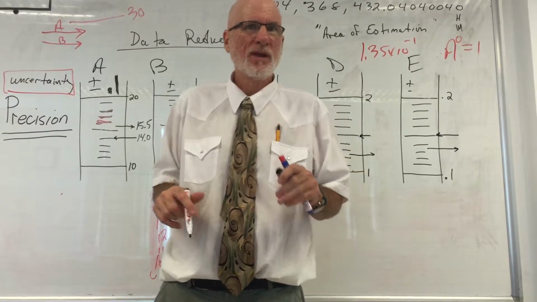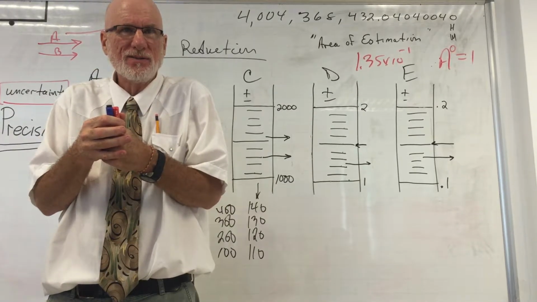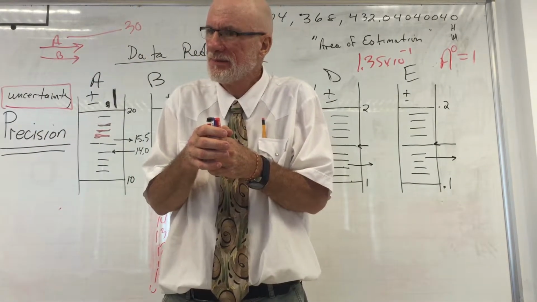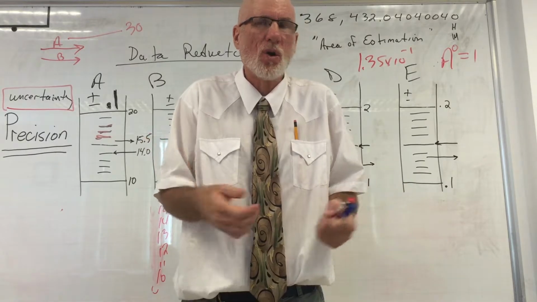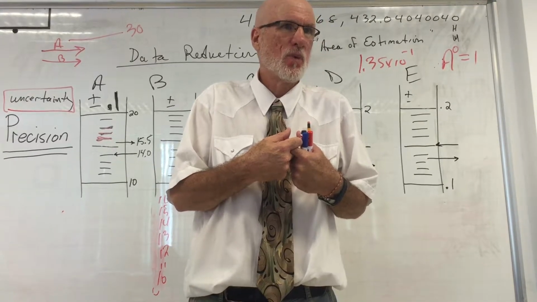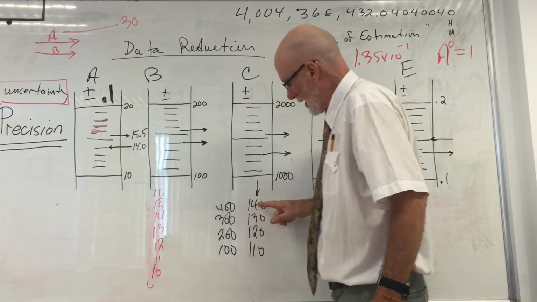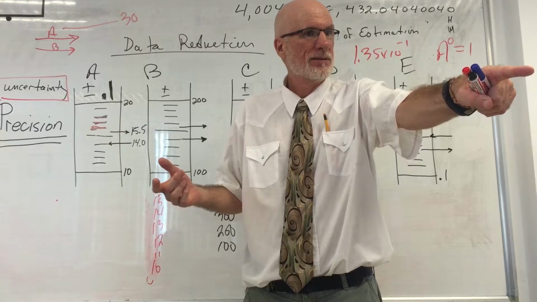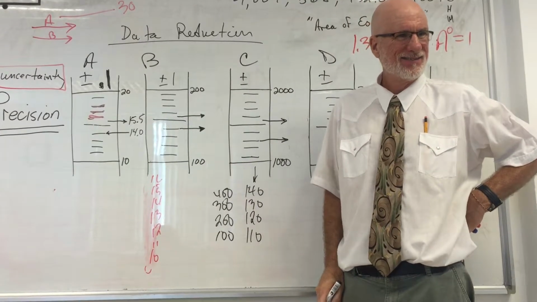Are you ready? Write this down. The estimated place value is the place value one less than the smallest gradation, or one less than the place value represented by the smallest gradation. One less. In other words, what place value is represented by the smallest gradation? It's right here. Tens, right? What's one less than tens? One. That's right. So it's going to be plus or minus one. You get it?